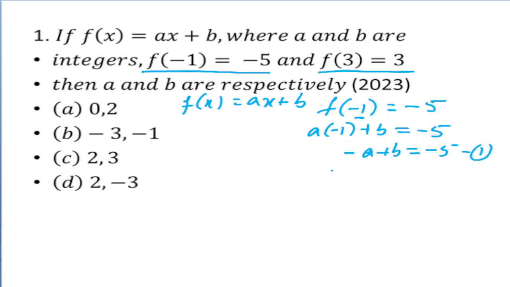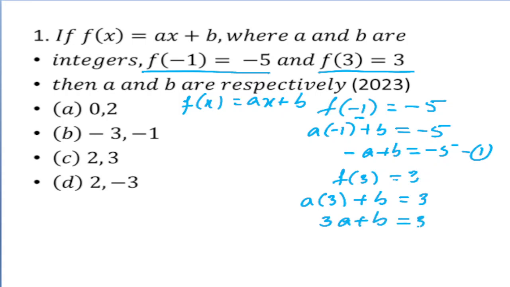We have one more equation here, f of 3 is equal to 3. Now put 3 in place of x in f of x. A times 3 plus b is equal to 3. So we'll get one more equation here, 3a plus b is equal to 3. Let us call this equation 2. Now clearly equations 1 and 2 are simultaneous linear equations in a and b. Let us solve them one by one.